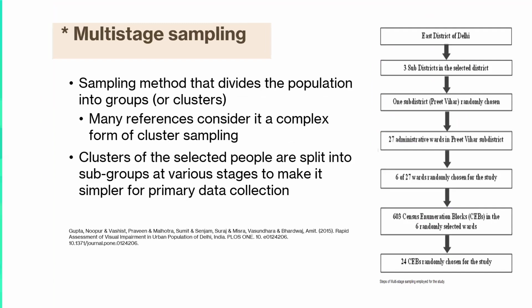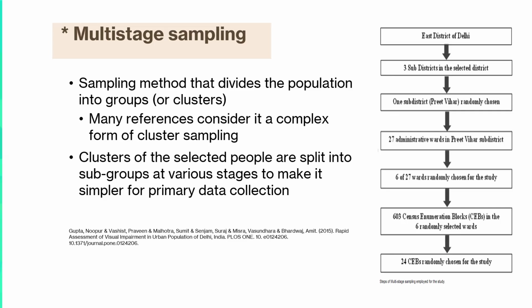Another type of sampling that was not shown in the big diagram earlier is multi-stage sampling. And this is thought to be an extension of cluster sampling, like a more complex form of cluster sampling. So what happens is that populations are divided into groups, and clusters of selected people are split into subgroups at various stages to make it simpler for primary data collection. I saw this study to show to you as an example. It's by Gupta, Nupur et al. And what they did was a study entitled Rapid Assessment of Visual Impairment in Urban Population of Delhi, India.